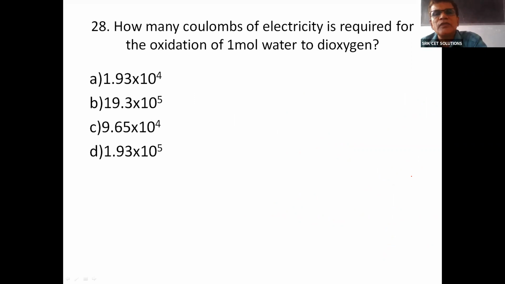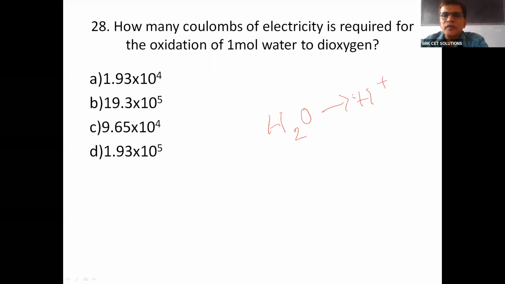How many coulombs of electricity is required for the oxidation of 1 mole water to dioxygen? Whenever a process is given and you need to find the quantity of electricity involved, you have to be careful about first dissociation, then what happens at the anode, then what happens at the cathode. So here it is 1 mole water to dioxygen, we say. So I take 1 mole water, I'll dissociate this.